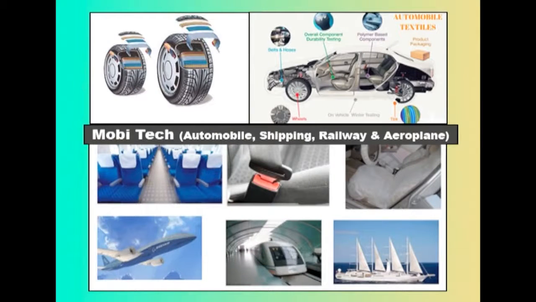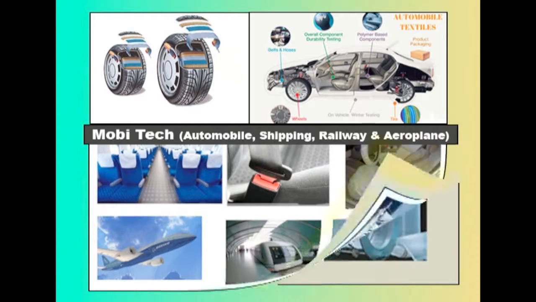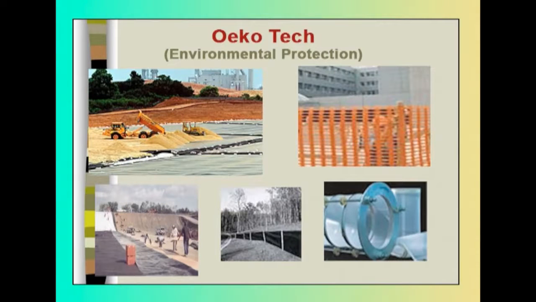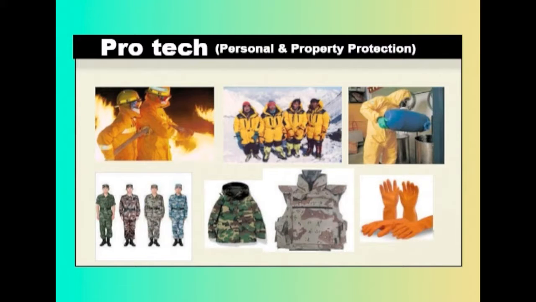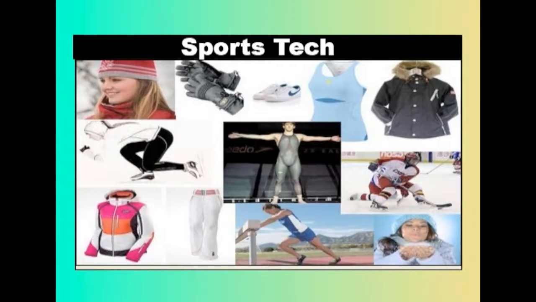The next textile is mobitech. It talks about automobile, shipping, railway and aeroplane. The next is oekotech. It talks about environmental protection. The next is packtech. It talks about packaging for all products. The next is protech. It talks about personal and property protection. The next and the final one is sporttech. It deals with sports and its leisure products.